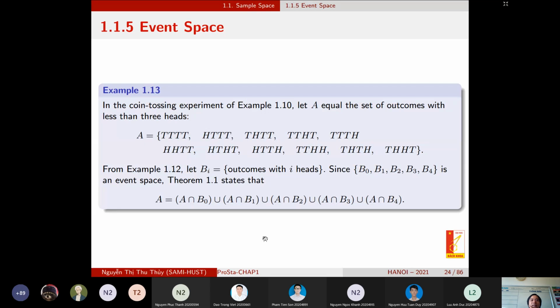So let A be the set of outcomes with less than 3 heads. Less than 3 heads means we have no head, 1 head, or 2 heads. And we list all the possible outcomes for the event A. Here in the first case we have no head, in the second case we have 1 head, and in the third case we have 2 heads. Less than 3 heads means no more than 2 heads. So how many outcomes are there for the event A? We have 6 here, 4 here, and 1 here. That means we have 11 outcomes for event A.